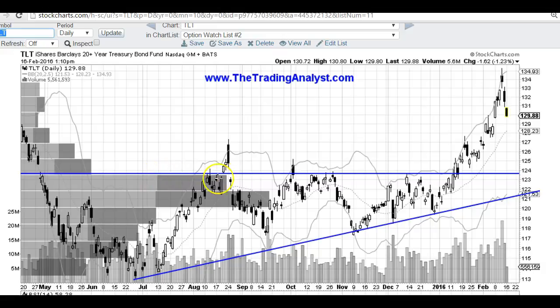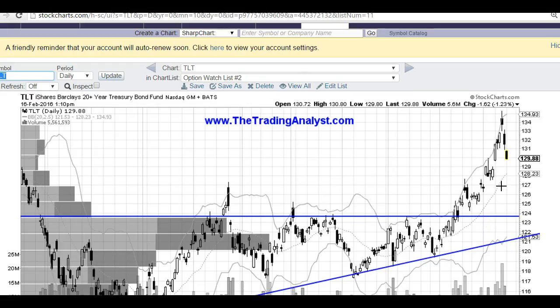So we've got this support at 124. I believe if it makes its way down there, that'll be a great long entry. We've got this uptrend line to work against as well. And we've got this big volume by price at this 124 to 122 level, and I believe that TLT will get a bounce from there.